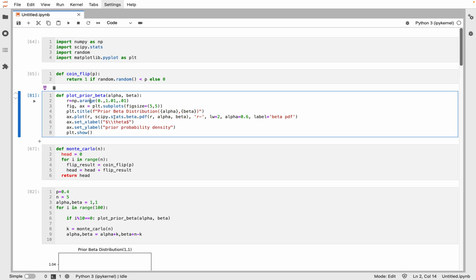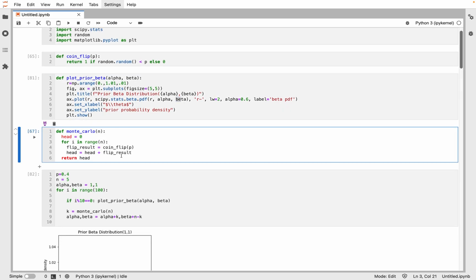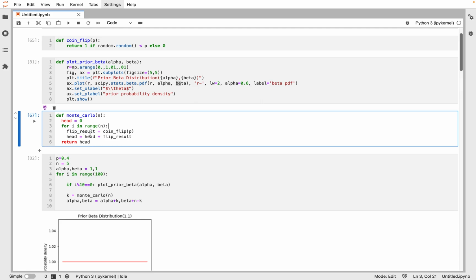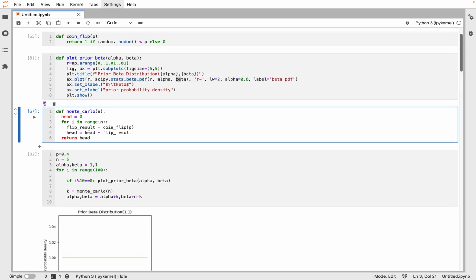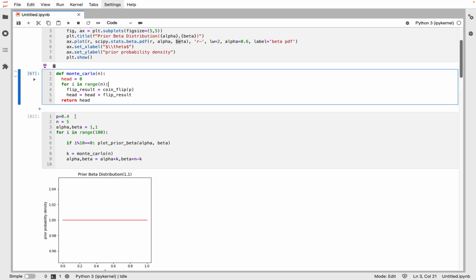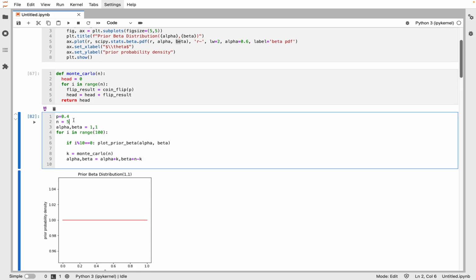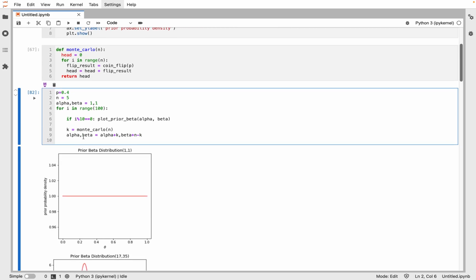So the prior distribution is given by this beta PDF, with alpha and beta as parameters. Then we're going to simulate throwing the coins. Let p be 0.4, and each time we're going to throw 5 times, and we're going to do it for 100 times.